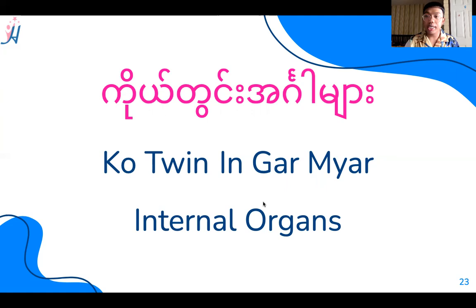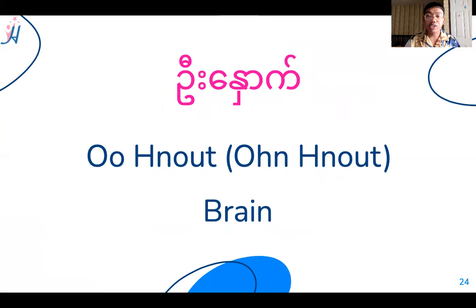So let's start with the head part. So brain, how do we say brain? In the literary form, we will say una. This is just like reading directly from the script. But in a spoken way, you will hear ona. Okay, so you can just remember ona for brain. Okay, next one.